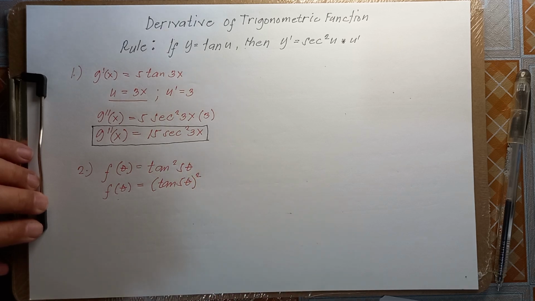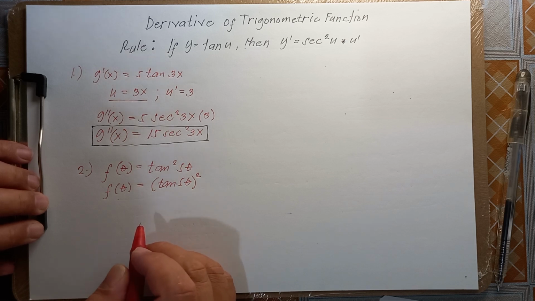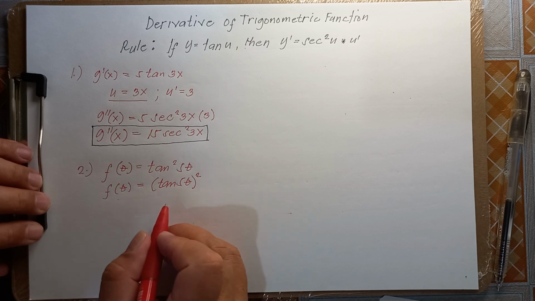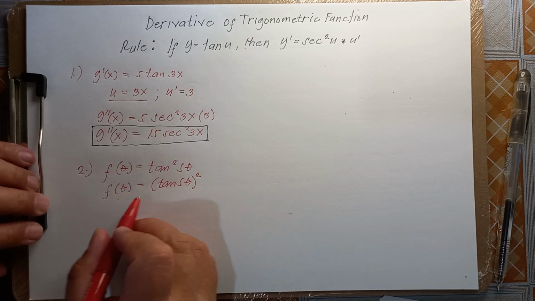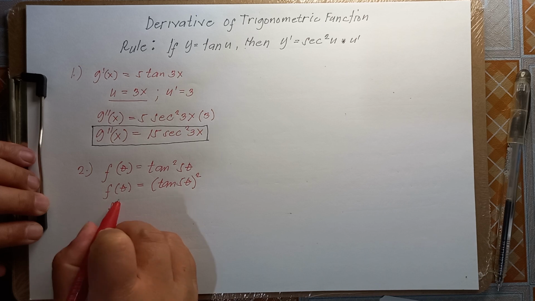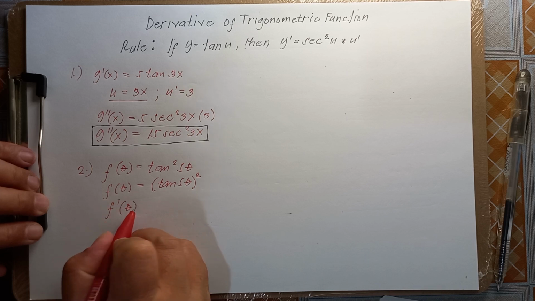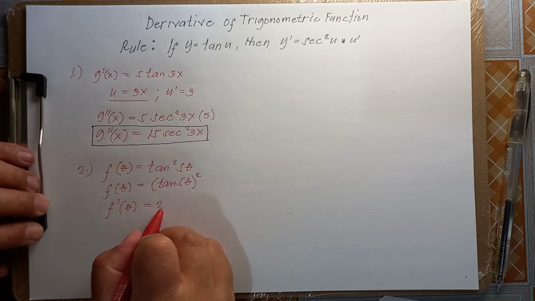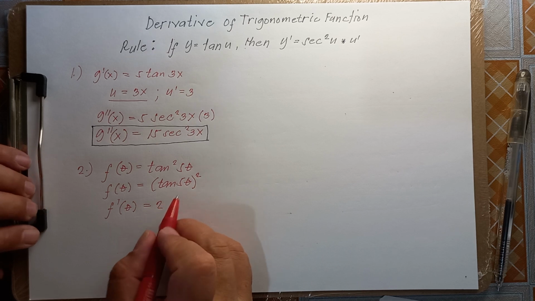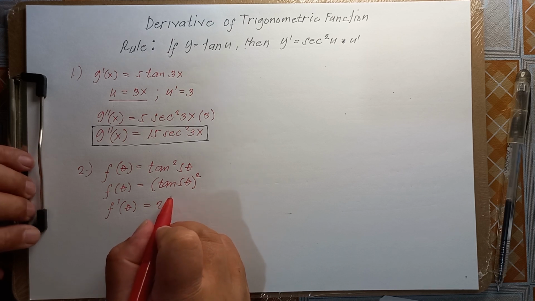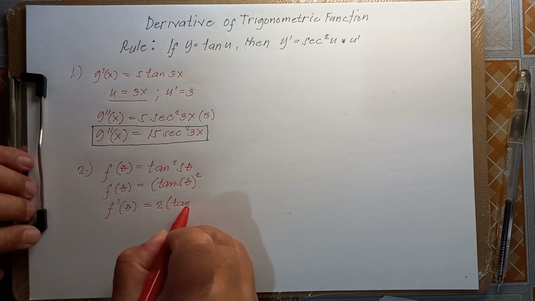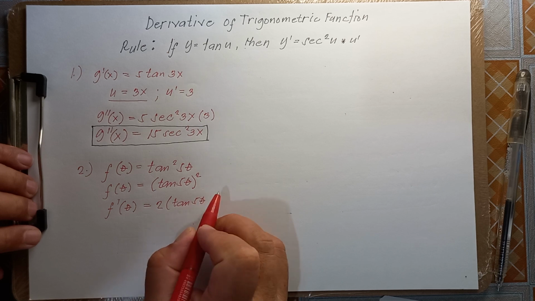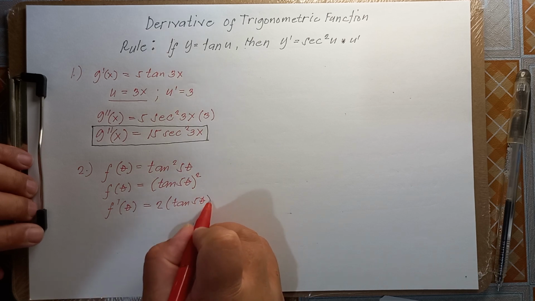When we apply this, we have to apply the chain rule. So we're now ready to get its derivative. We have f prime of theta. What are we going to do with the exponent? That is to be a multiplier. So that is 2 multiplied by the tangent 5 theta, okay, tangent 5 theta.